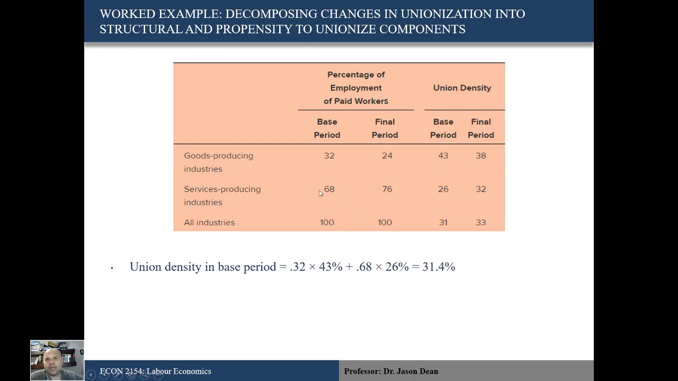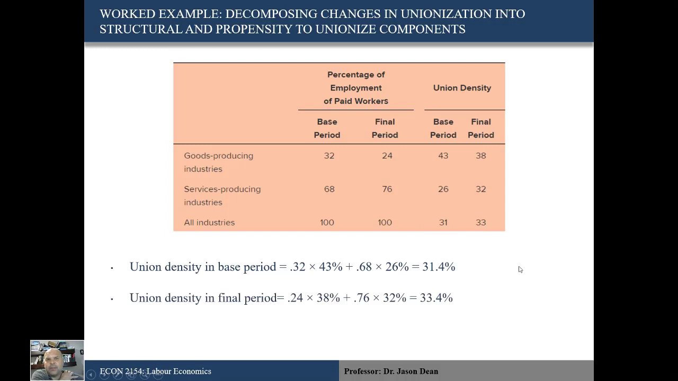We know that the proportion is 0.68 in the service producing industries. We're going to take that and multiply it by the union density in the base period. And so when we multiply this out and add it up, we get 31.4%. So that's the 31.4% here. So the weighted average for all industries is 31%, and that's the measure of union density in the base period.